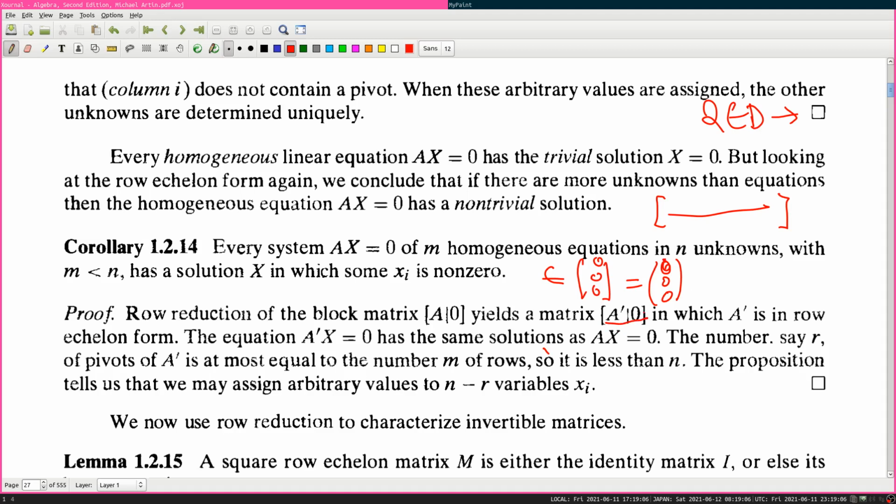The equation A prime x equals 0 has the same solutions as AX equals 0. The number, say r, of pivots in A prime is at most equal to the number m of rows. Okay, let's read that again. The equation A prime x equals 0 has the same solutions as AX equals 0. Correct. The number r of pivots in A prime is at most equal to the number m of rows. So it is less than n. The proposition tells us that we may assign arbitrary values to n minus r variables x sub I.